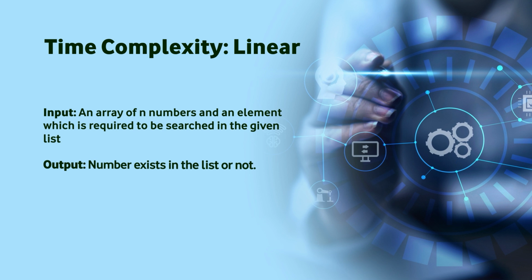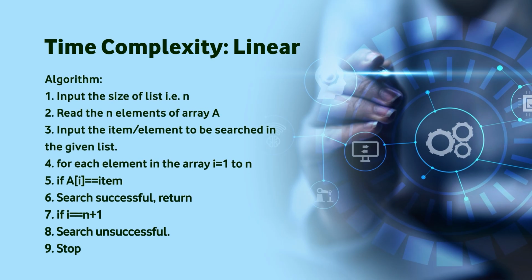We have an input, an array of n numbers and an element which is required to be searched in the given list. What will be the output? The output has to tell whether the number exists in the list or not. So what is the algorithm? First, input the size of the list, that is n. Read the n elements of the array, and input the item or element to be searched in the given list.